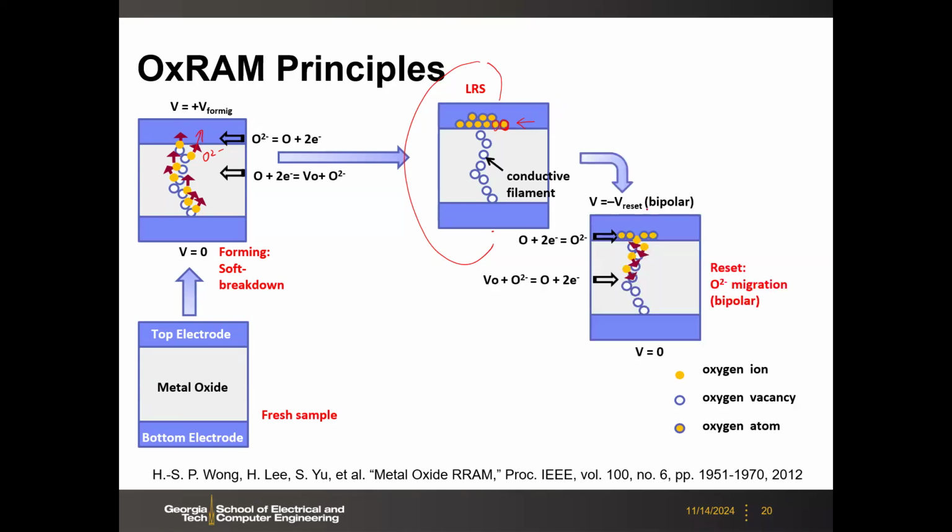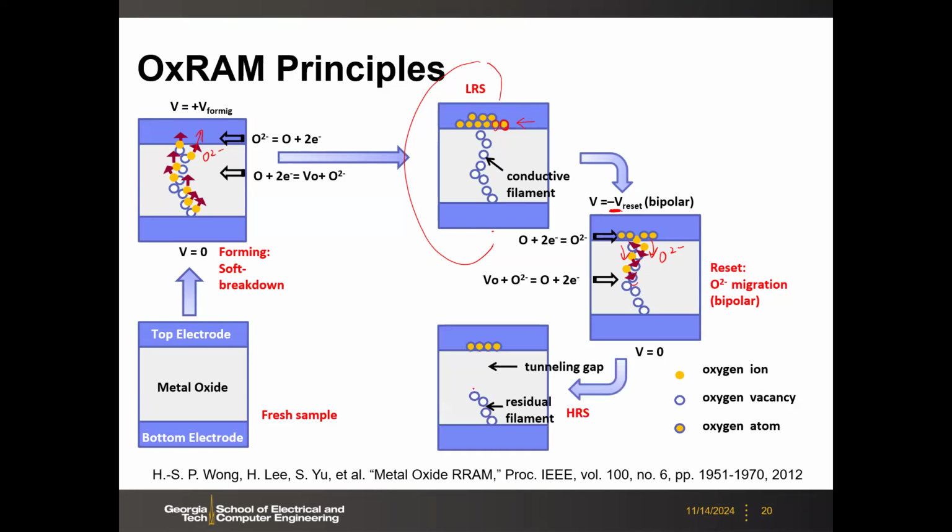So in the reset, we apply negative voltage. The negative voltage will drive the oxygen ion back. Right, negative voltage will drive this away. Then this oxygen ion will recombine with oxygen vacancy. After recombination, you will recover this part. In many cases, you won't recombine the entire filament. Only a small portion will be recovered.